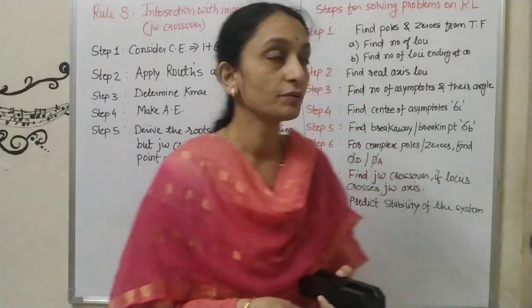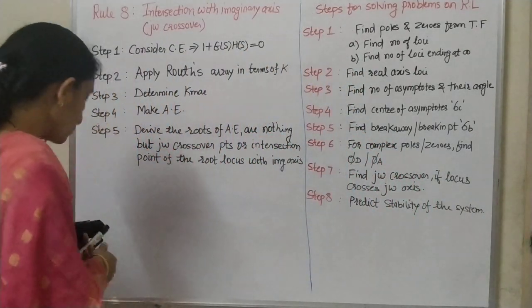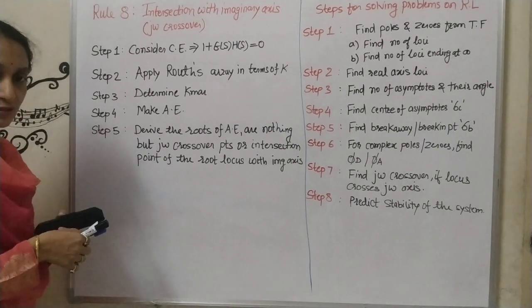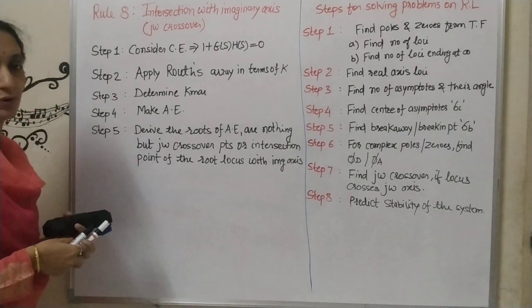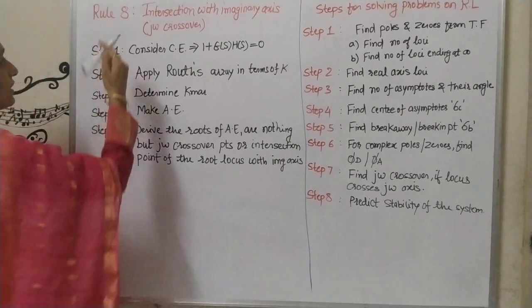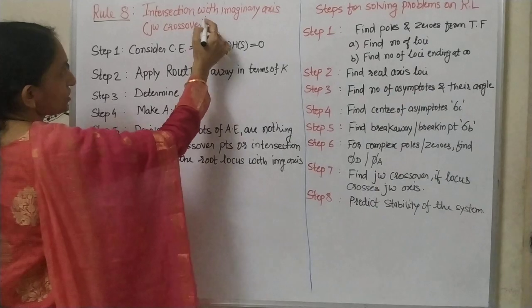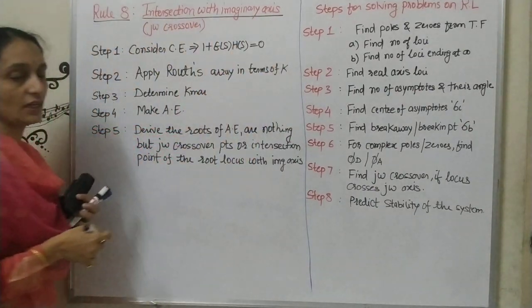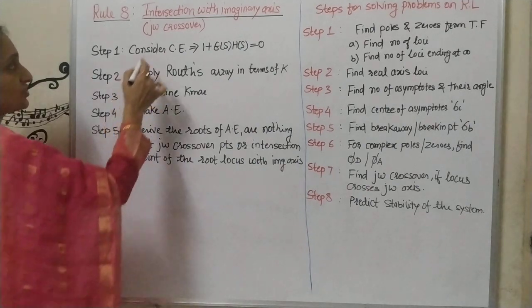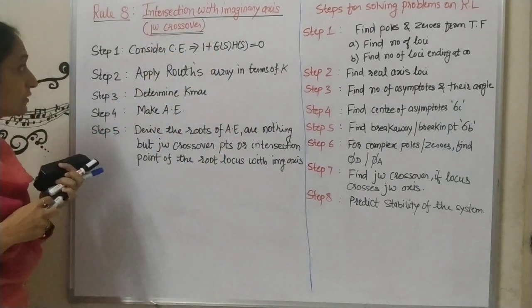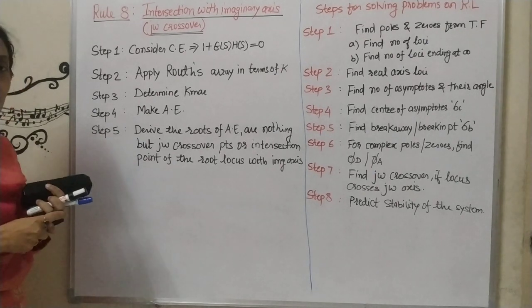Hello students, today we will see the last rule for drawing root locus along with the steps that we will be using for drawing root locus. Okay, so rule number 8 is actually the intersection with imaginary axis. Intersection with imaginary axis, that is called as j omega crossover. Please remember these words, j omega crossover.